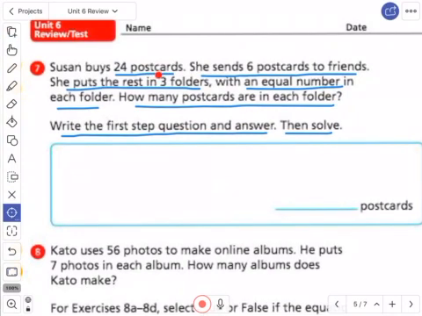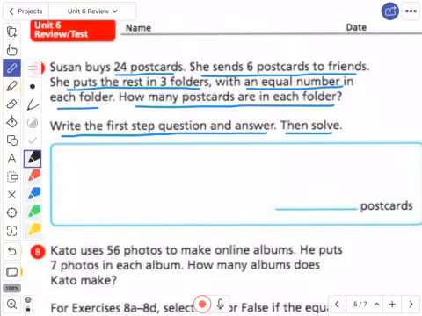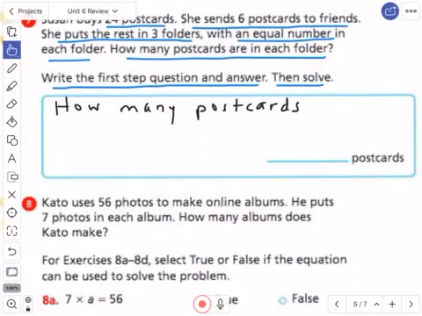So Susan buys 24 postcards. She sends 6 to her friends. She puts the rest in her folders. I'm going to start with how many. You can use that just to help you get started. And I'm going to say something about how many postcards. So I'll think there.